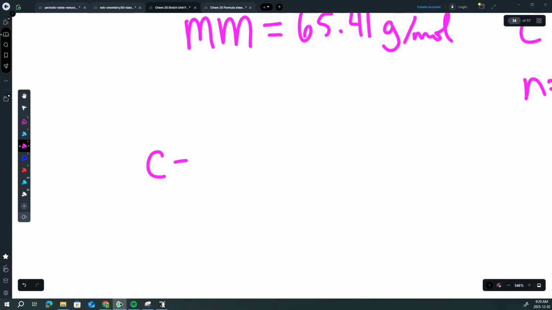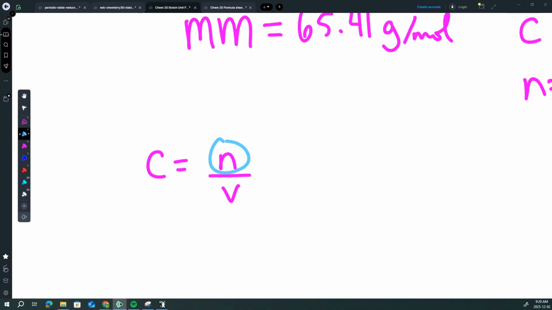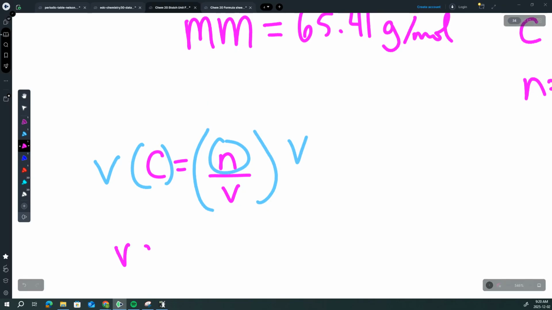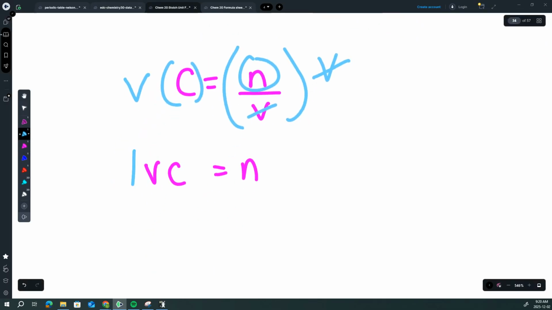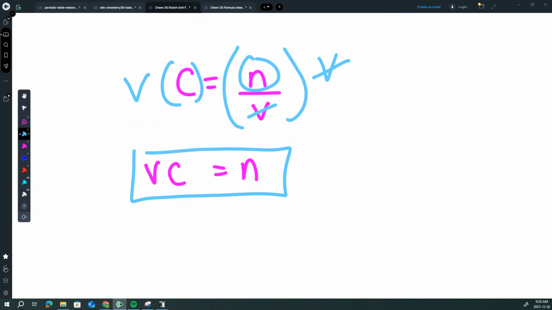So concentration is equal to moles divided by volume, but we want to get moles by itself. So we need to ask ourselves, okay, volume, what is it doing to moles? Well, it's dividing. So the opposite of division is going to be multiplication. And what I do to one side, I need to do to the other. So we have this because volumes cancel out. And this is going to be the formula that we're working with.